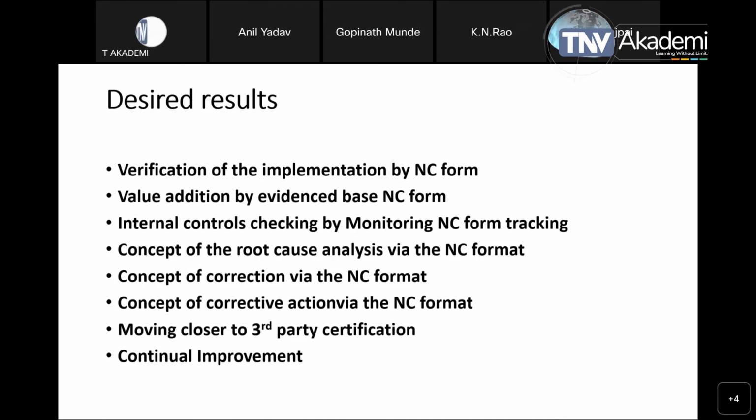If these things are considered as a point conceptually, and we can then fill the forms into the reports by taking the corrective actions effectively, then the one win, the win of improvements, is one. Moving closer to third party certification.